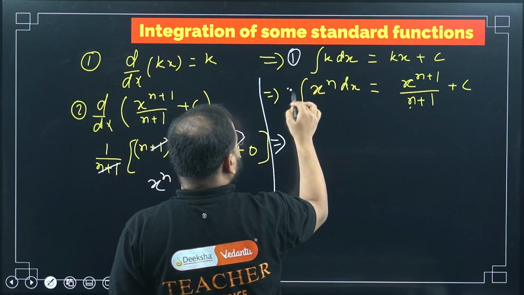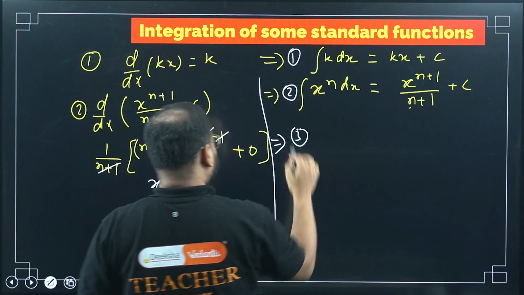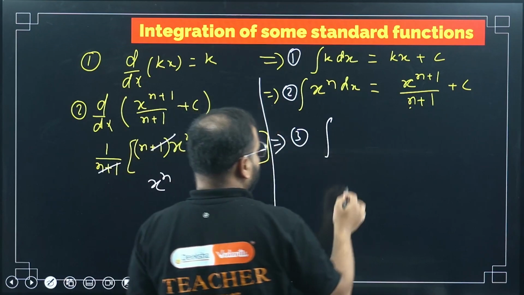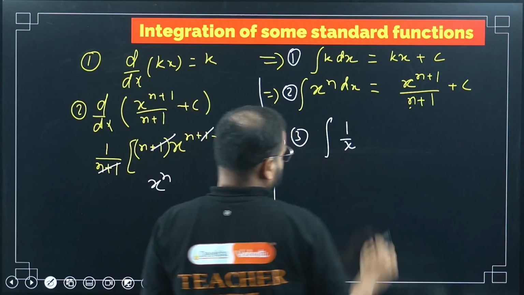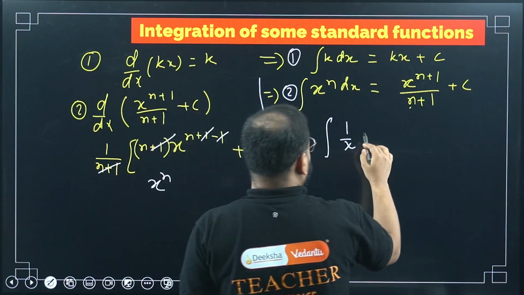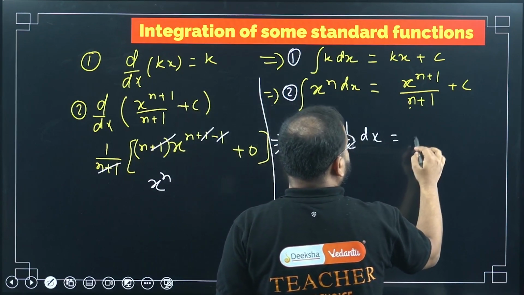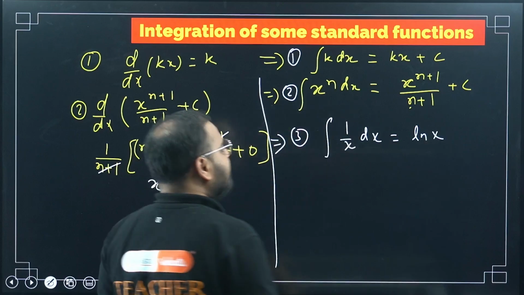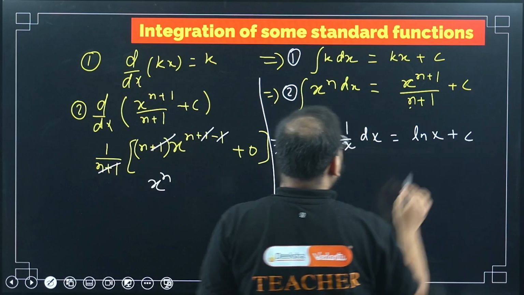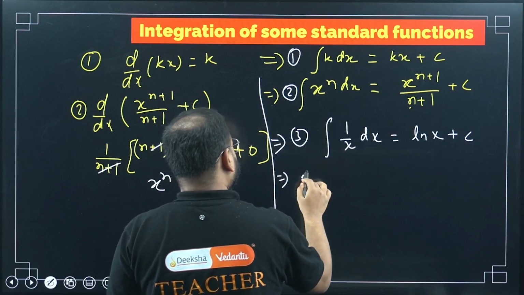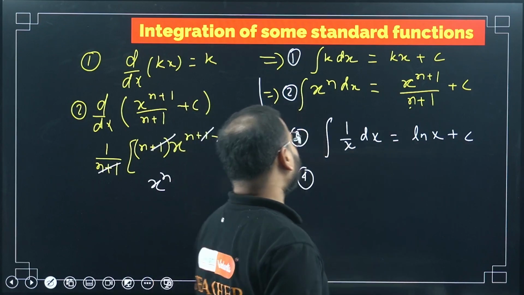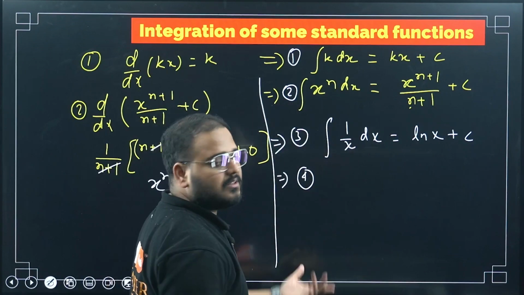the third formula: integration of 1 by x with dx will be what, bacha? Ln x. What is it? Ln x, again what? Plus c. Next, remember this? Differentiation of this was 1 by x, right? Integration will be in the reverse manner.